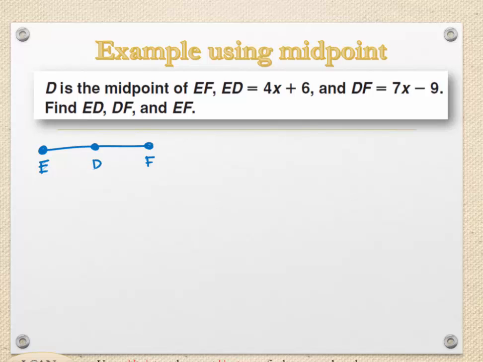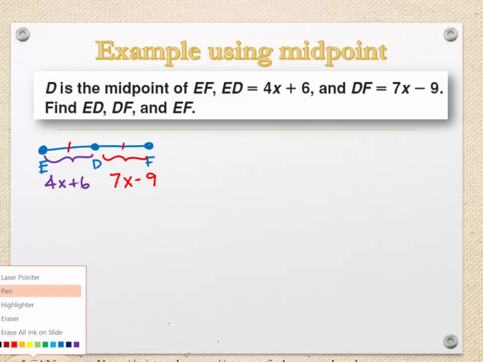And then what else does it tell me? It says that I have ED from here to here is 4x plus 6. And then DF is 7x minus 9. Now the last one we did told us the total length of this. We don't need that anymore because if we know D is the midpoint, that means that each of these have to be exactly the same length. So all we have to do for this one is set these two expressions equal to each other and solve.